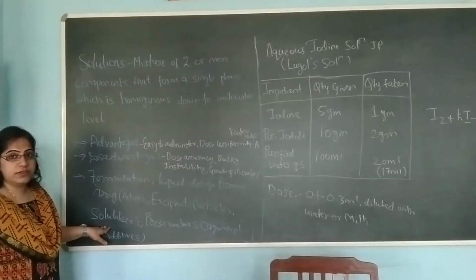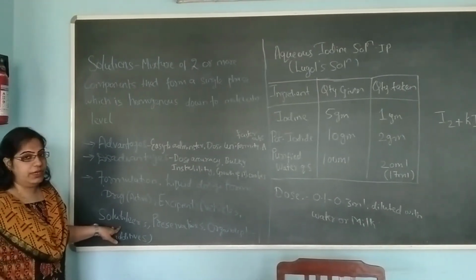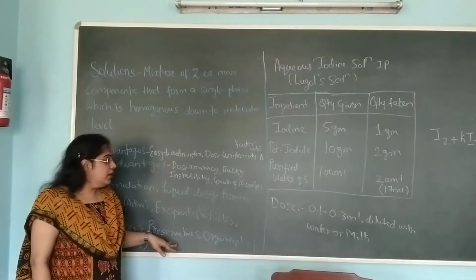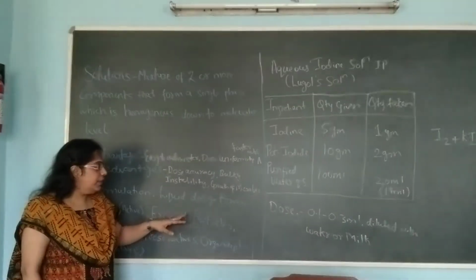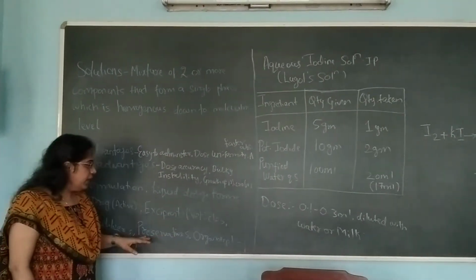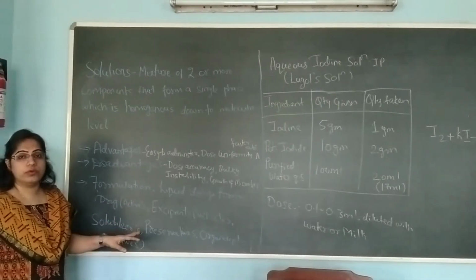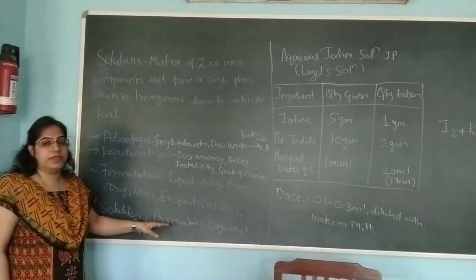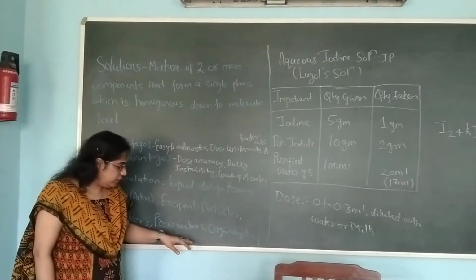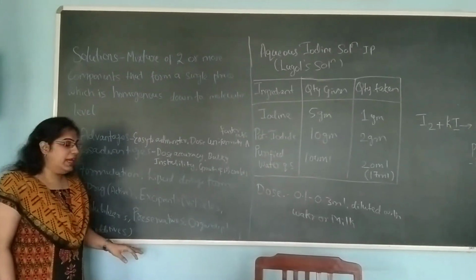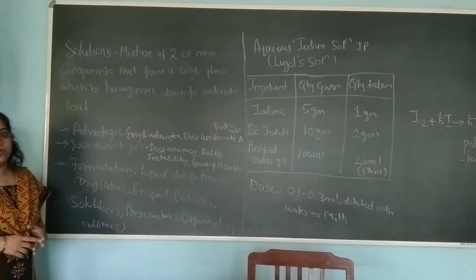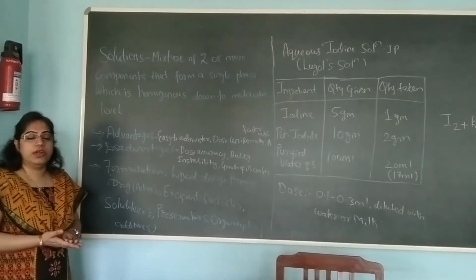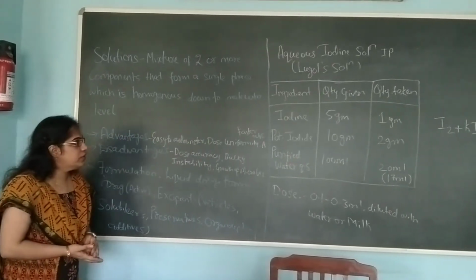Then solubilizers: if the drug is insoluble, then we need to add solubilizers. We need to add preservatives, and these are important as these solutions are excellent media for the growth of microbes. Apart from this, these solutions also show degradation problems, so to prevent that we need to add preservatives in the form of antioxidants. Then we need to add organoleptic additives, which include colorants, flavorants, and sweeteners. These are mainly added to enhance the organoleptic properties of solutions.